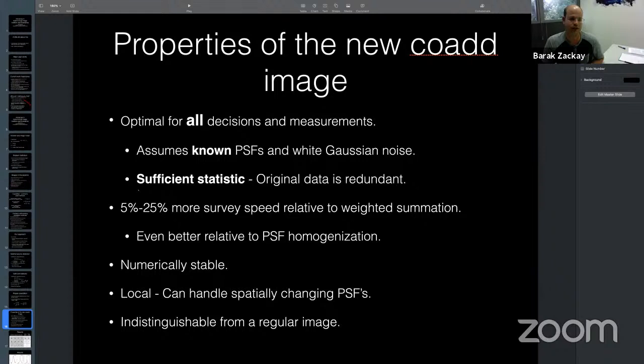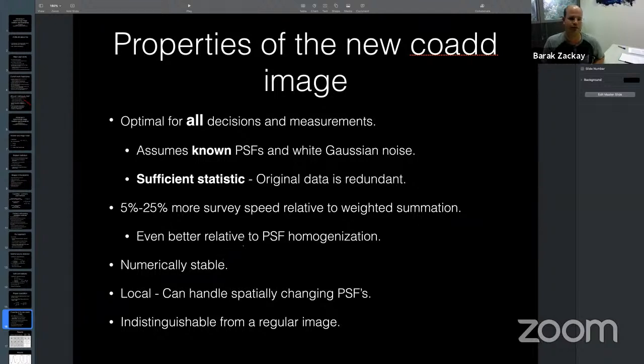Now, it is also a sufficient statistic. So once you have settled on all the previous stages, if you have all the images and you want to report one thing to all your users, then you really don't have to report all the images. You can report only the coadd. So for example, LSST is going to have several tens of petabytes of data. And in principle, you can summarize them by at least a factor 1,000 by just co-adding them with proper image addition. Now, as a bonus, you get 5 to 25% more survey speed relative to the weighted summation.